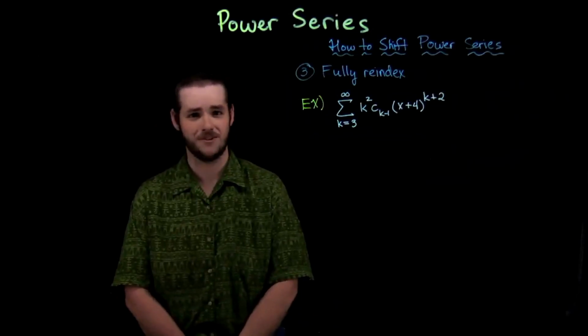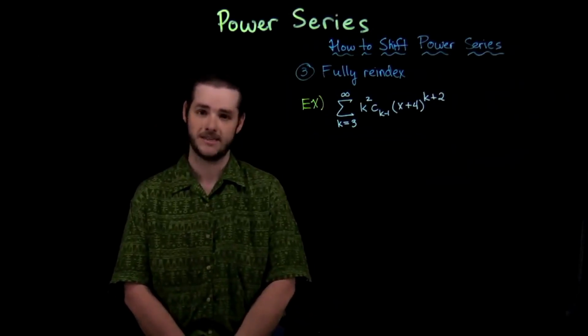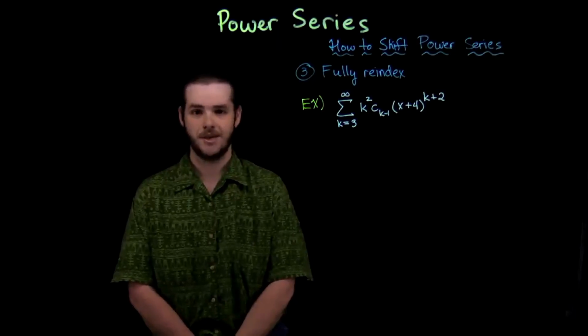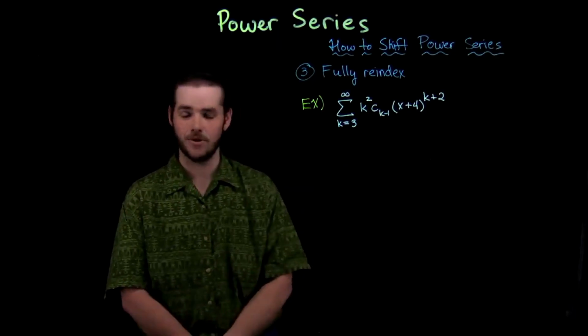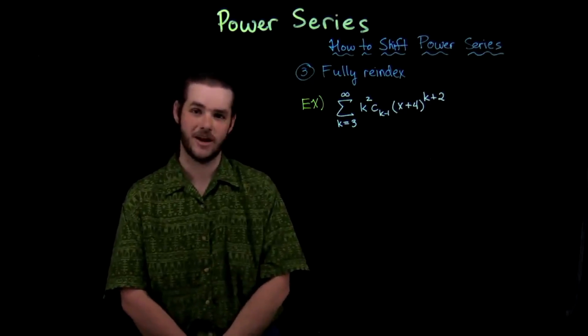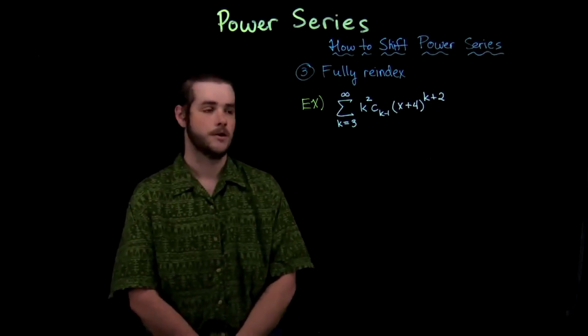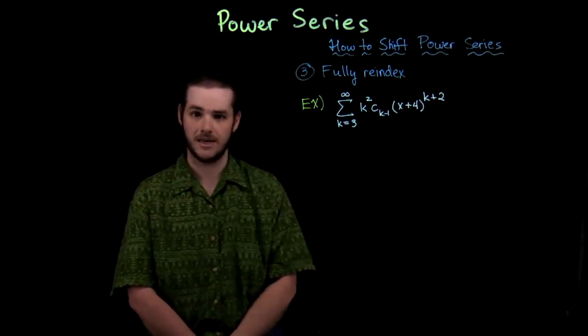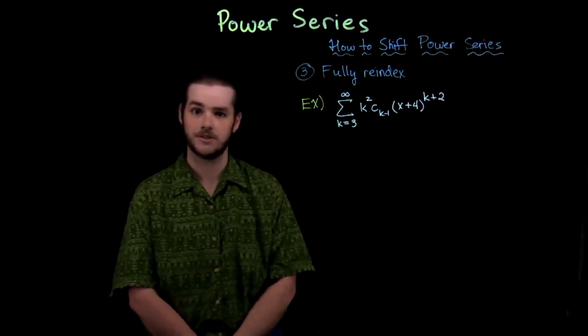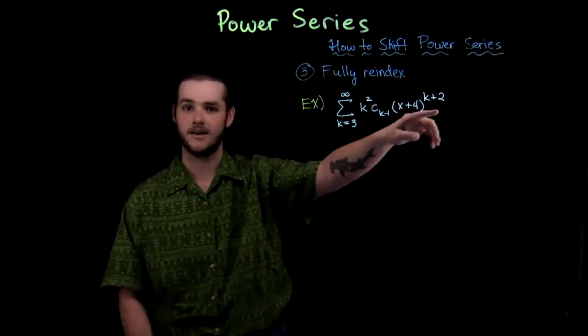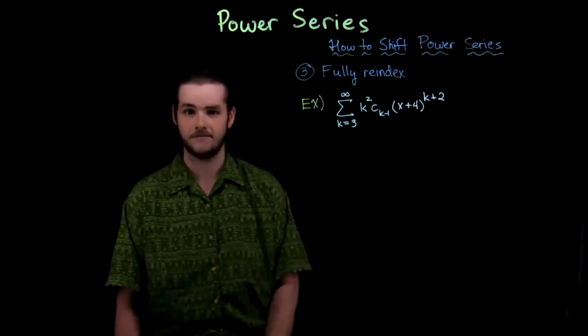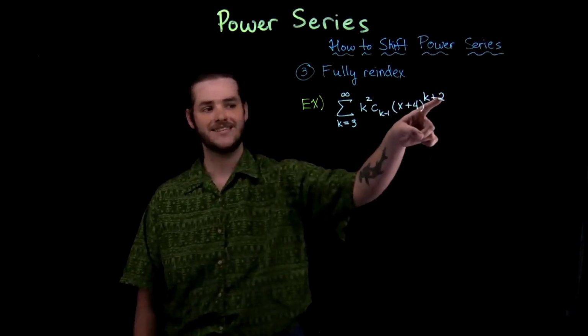Arguably, the ultimate strategy is to just fully re-index your power series when you need to, even though it takes a little more effort. Let's look at this example. I think seeing an example alongside the strategy will help it click a little better. Suppose I was in a context working with this power series where algebraically it would be a lot easier if I just had the power k instead of k plus 2. So I want to write this to the power k.